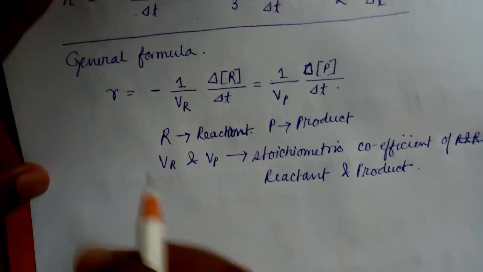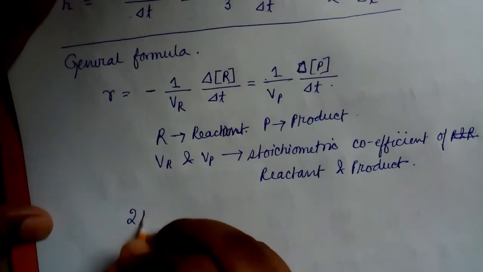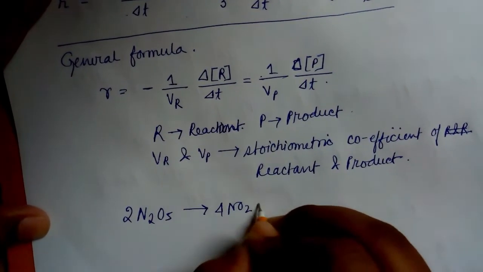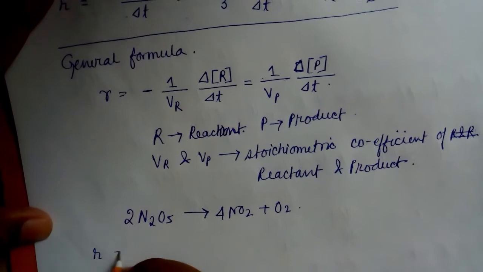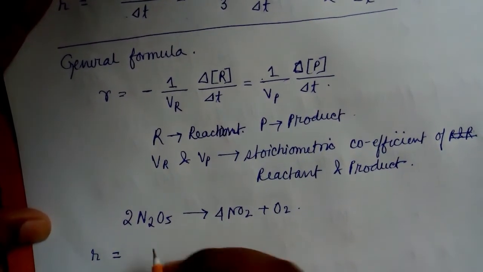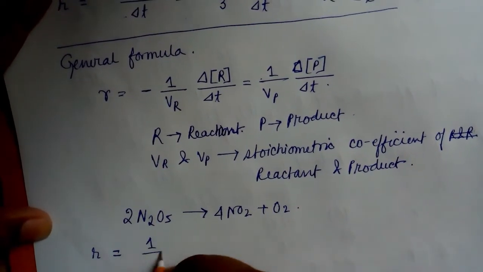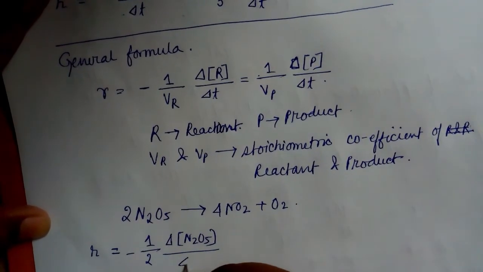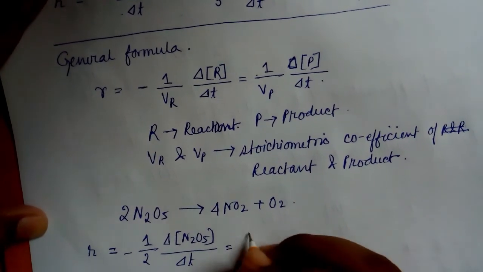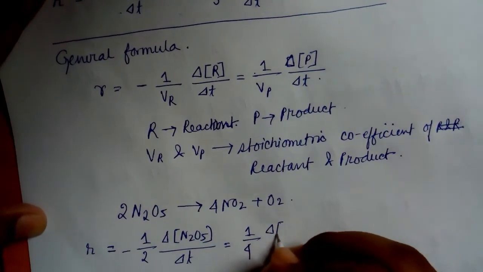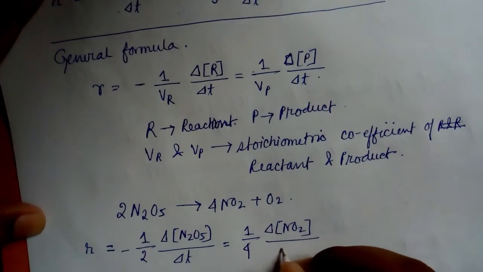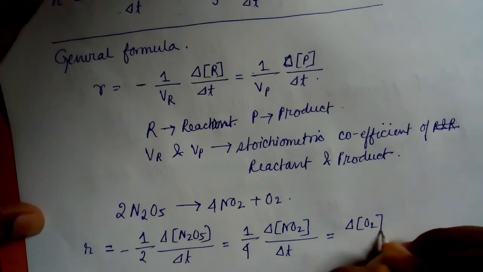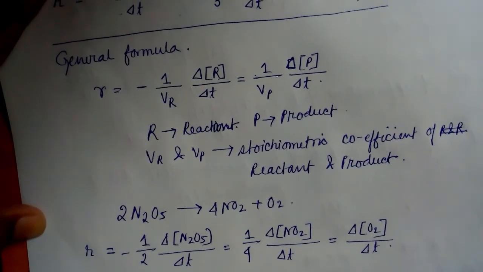Now taking a practical example, like 2N2O5 gives 4NO2 plus O2. What will be the rate of the reaction? It is 1 by 2 times minus delta N2O5 by delta t, which is equal to 1 by 4 of delta change in the concentration of NO2 by delta t. Okay, that's it.